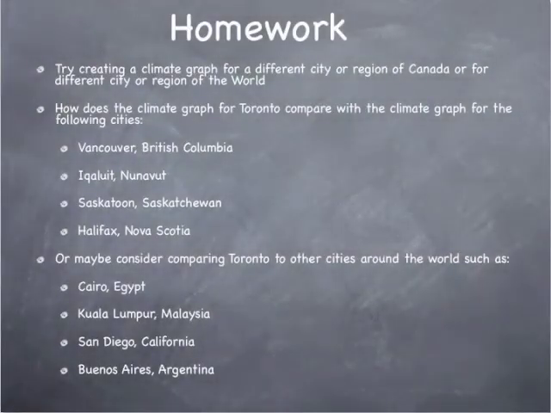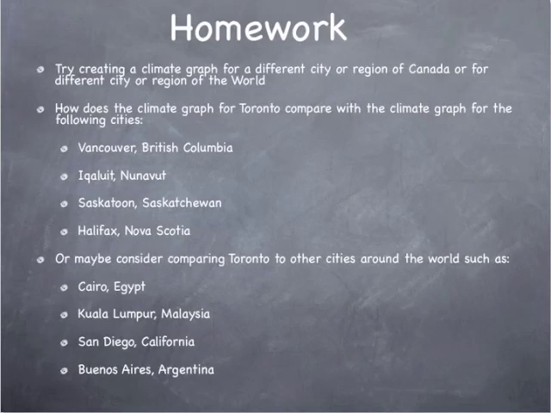Okay, now that you've created your climate graph for the city of Toronto, you may want to try to create a climate graph for a different city or a different region in Canada to compare it to the city of Toronto. For instance, how does a climate graph for Toronto compare to the cities of Vancouver, Iqaluit, Saskatoon, or Halifax? Or maybe if you want to consider comparing Toronto globally, how does the climate graph for Toronto compare to a climate graph for Cairo or Kuala Lumpur, San Diego, or maybe even Buenos Aires?